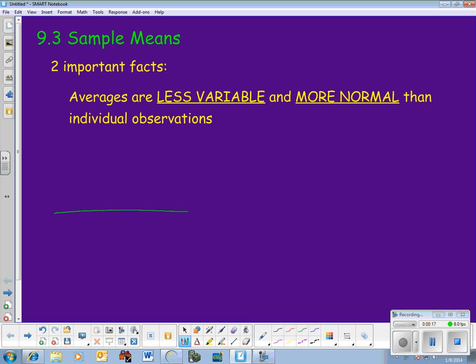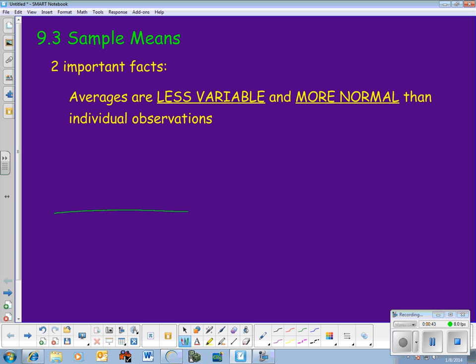If you look at a sample of more than one at a time, two at a time, or 10 at a time, or 30 at a time, and then you were to record in a sampling distribution the outcomes of repeated sampling, those averages will be less variable and more normal than the individual observations. In other words, they will be less variable and more normal than the population in general.